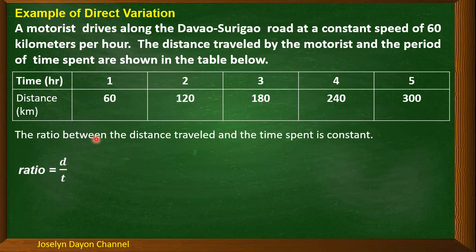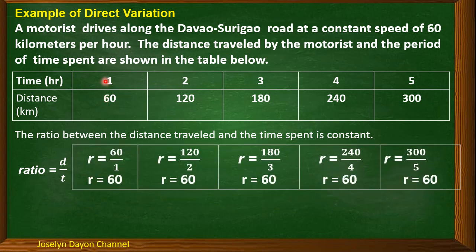By ratio, let us denote the distance traveled with d, and the time spent with letter t. So we have the ratio equal to d over t. In the first column, the ratio is equal to distance 60 over time 1. So 60 divided by 1 is 60. For the second column, the distance traveled is 120 and the time is 2. So 120 divided by 2 is also equal to 60.